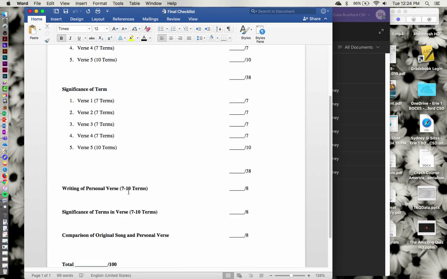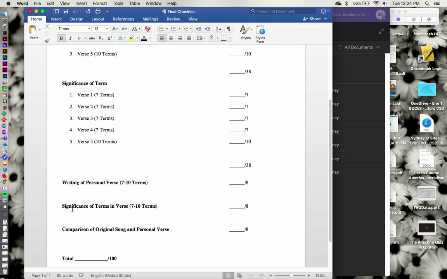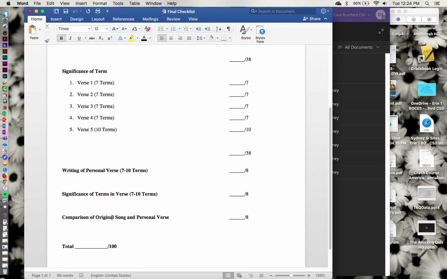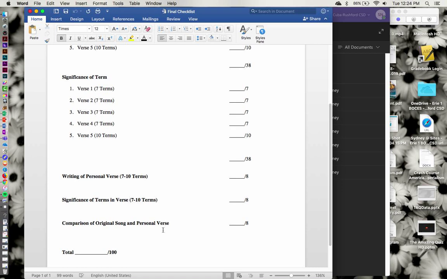So that part one really holds a large chunk of the points for this project. The writing of your own personal verse is going to be out of 8 points. You've got to write your own verse, and then defining the significance of each of those terms is another 8 points. That final piece, the comparison between the original song and your own personal verse, is out of 8 points. This total project is out of 100 points. That's how you'll be graded.